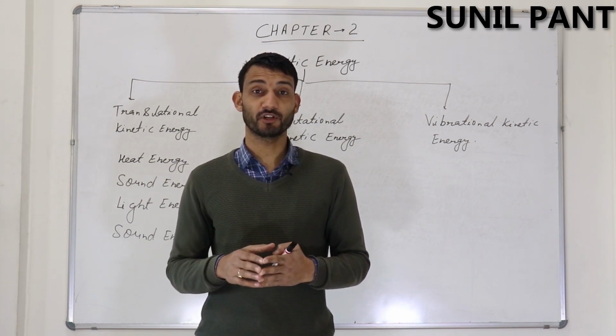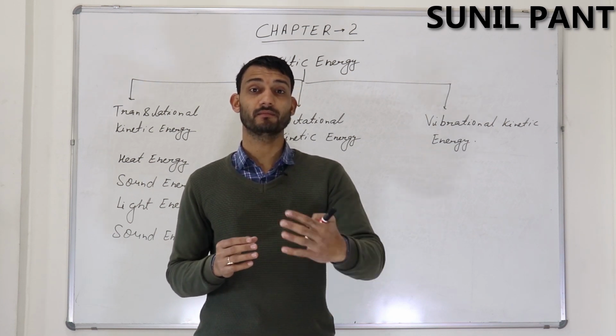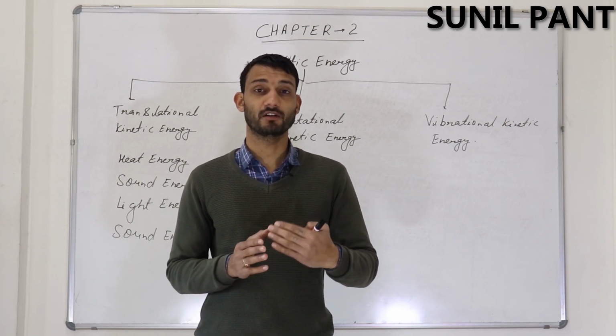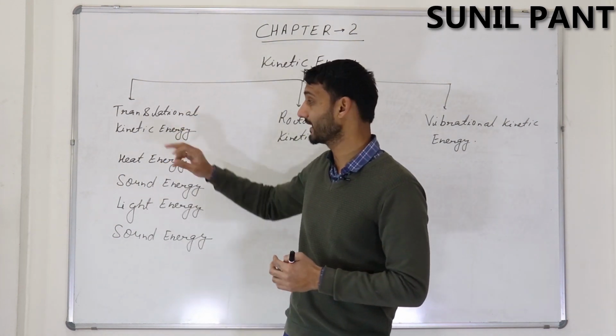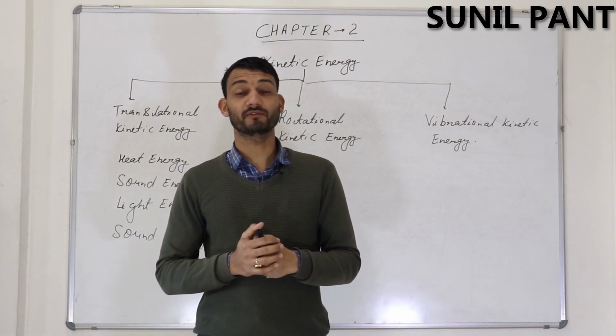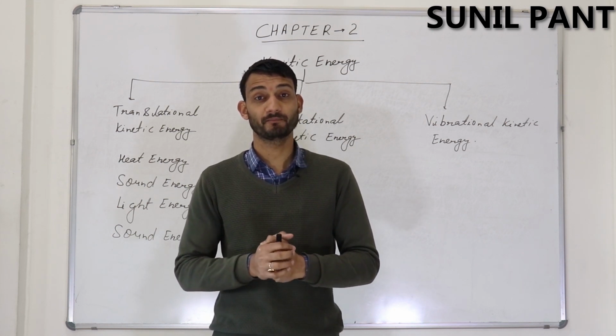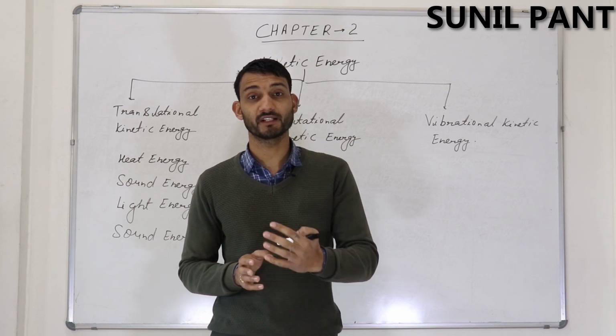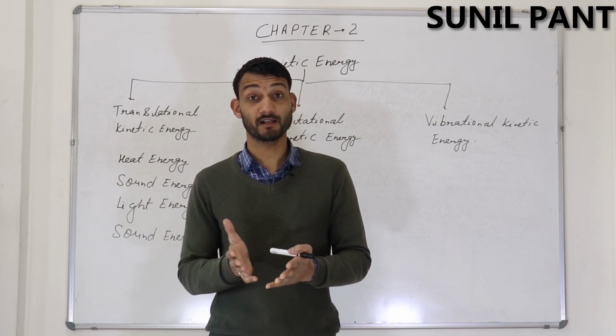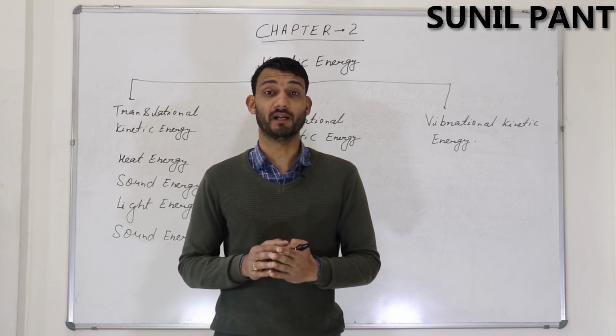The energy possessed by the body which is moving in a straight line path or doing translational motion is known as translational kinetic energy. Examples of this type of kinetic energy are a ball moving in a straight line path, a car moving in a straight line path, or a runner running in a straight line path.